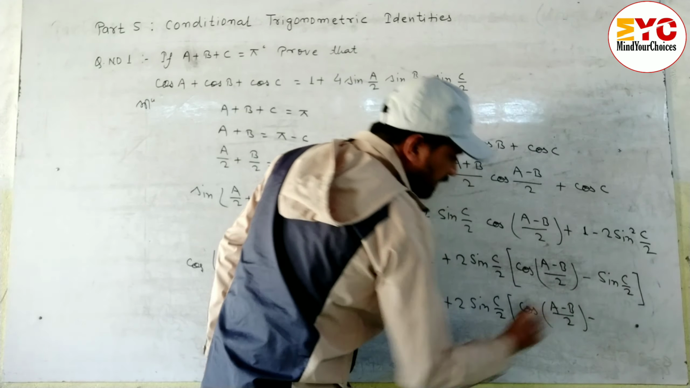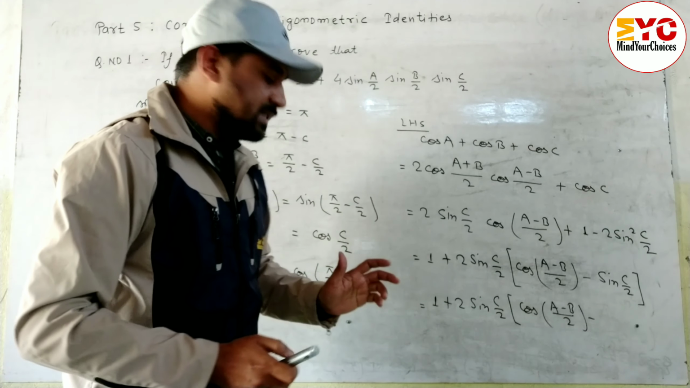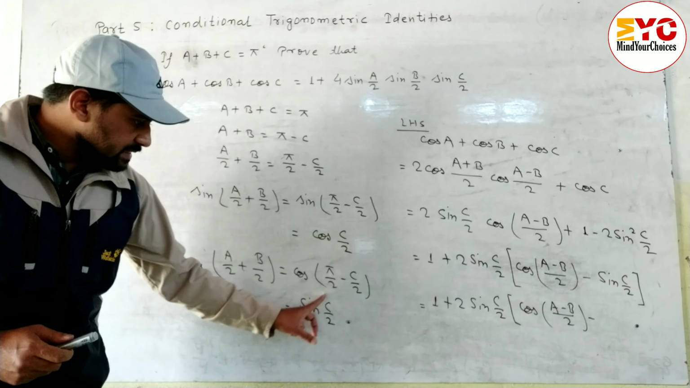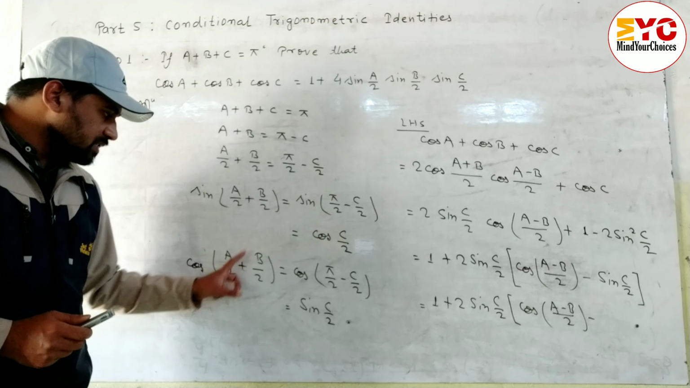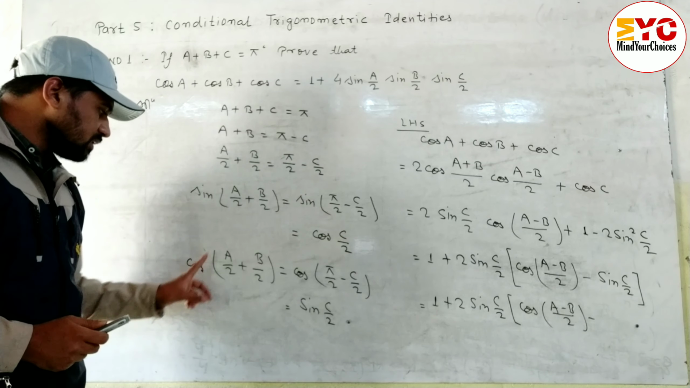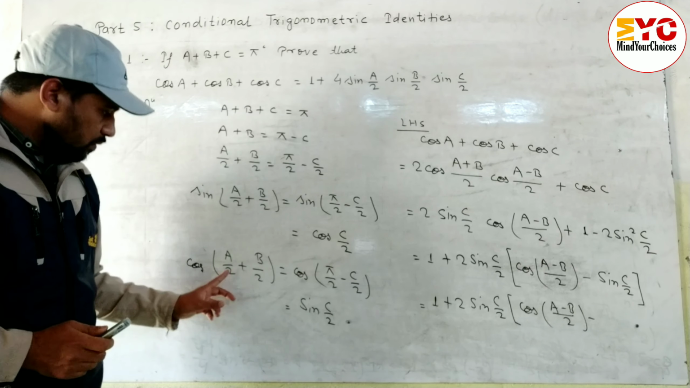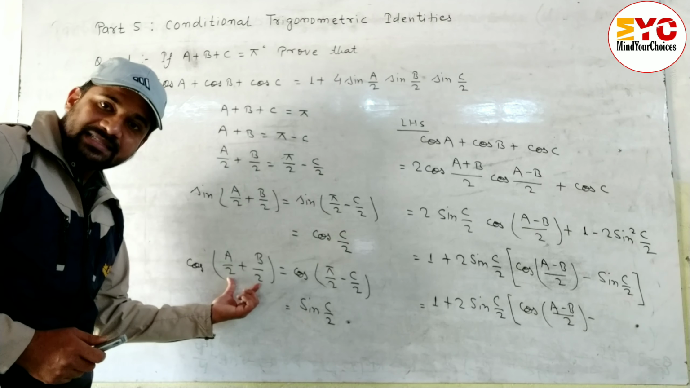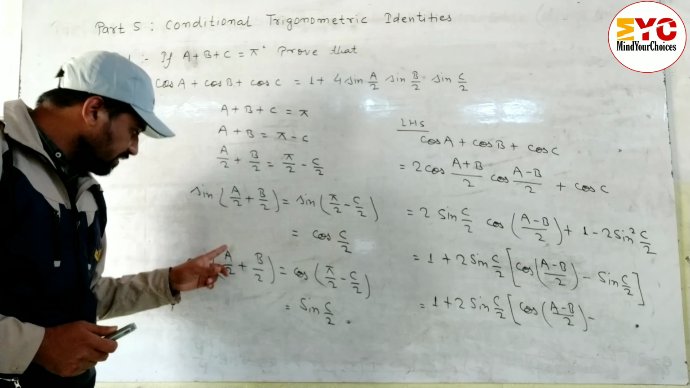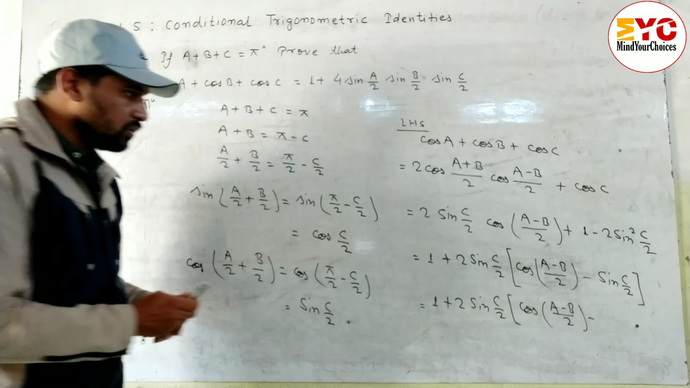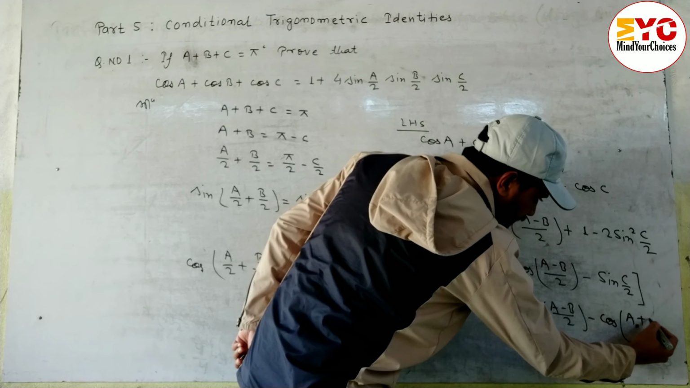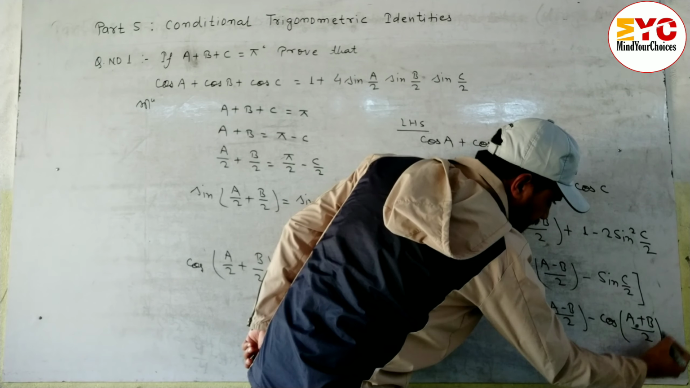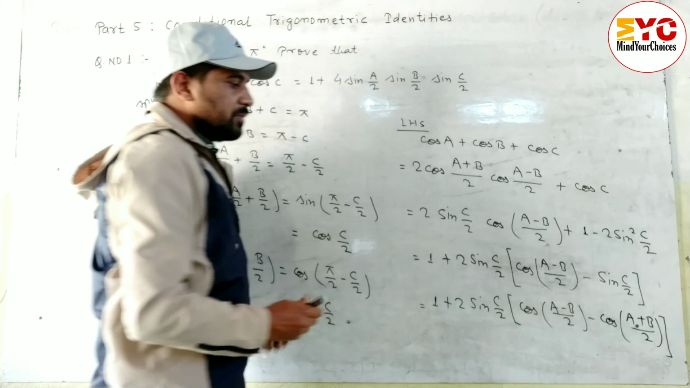Now look at here, sine c by 2. What is the value of sine c by 2? You can see here, sine c by 2 means what is here? Cos a by 2 plus b by 2, or you can write cos a plus b by 2. Same thing. While you take LCM here, what we get here? 2 and remaining a plus b. So a plus b by 2. So you can write here cos a plus b by 2. Hope you understand up to here.